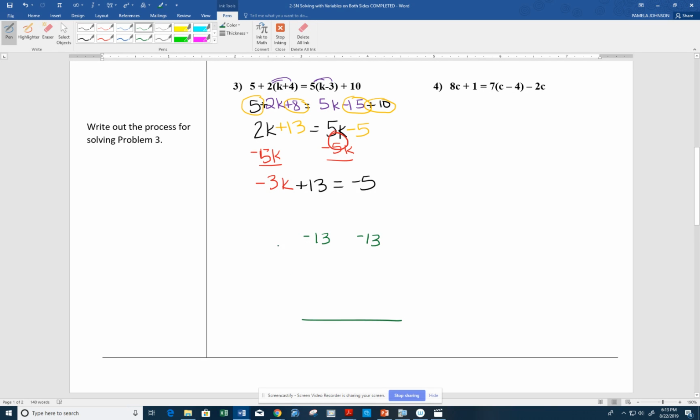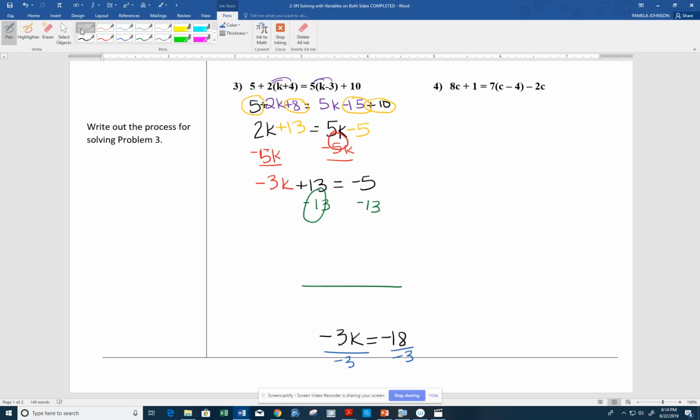And we end up with these 13s canceling out. And we're going to end up with a negative 3k equals negative 18. Okay. And the last thing we're going to do is divide by negative 3, sorry. So by negative 3.